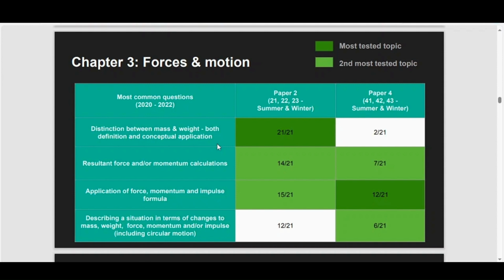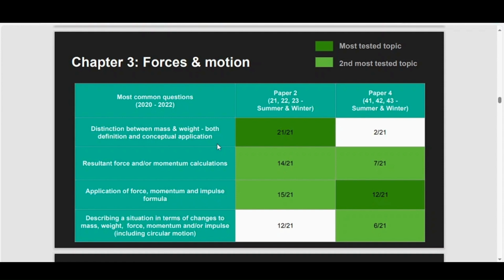So how the momentum of different bodies change during an interaction, typically a collision, is also a commonly tested concept in these papers. Then, of course, you have the application of force, momentum, and impulse formulae.